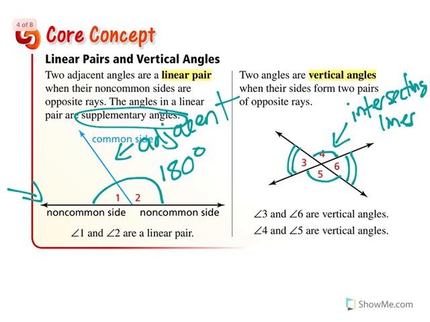One thing to notice here is I put one line on 4 and 5 because they are equal to each other. Vertical angles are always equal. And then on 3 and 6 I put 2 lines because those would be equal as well.